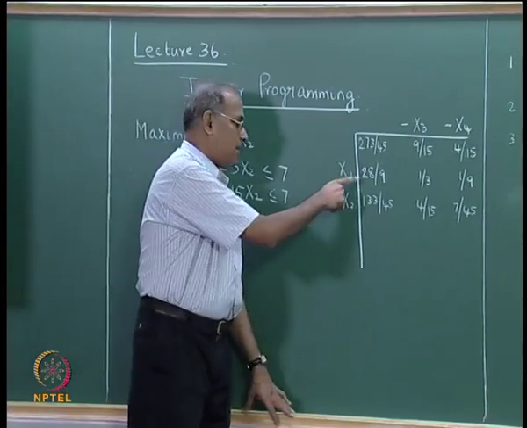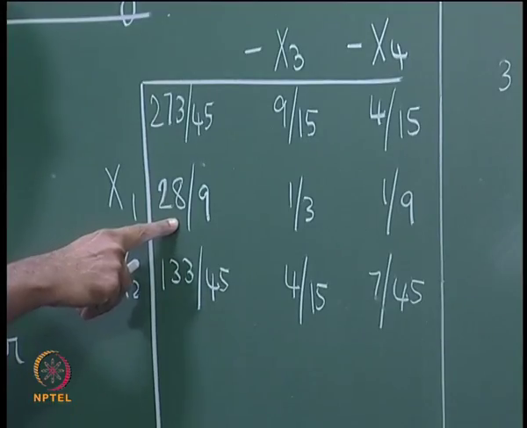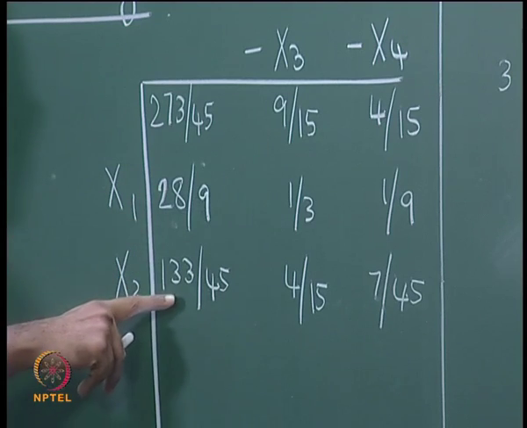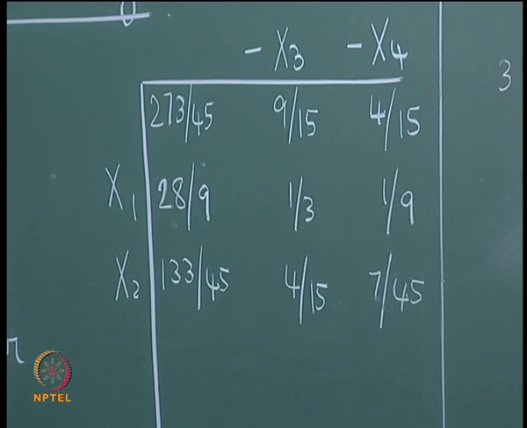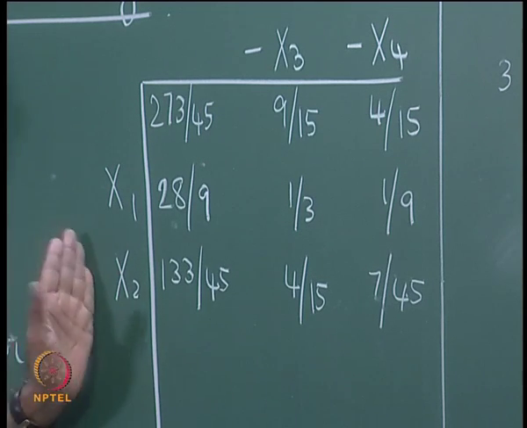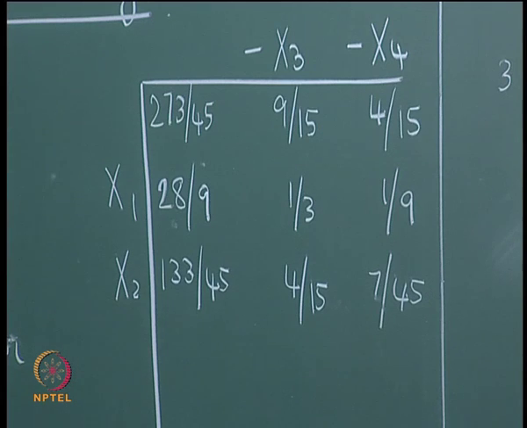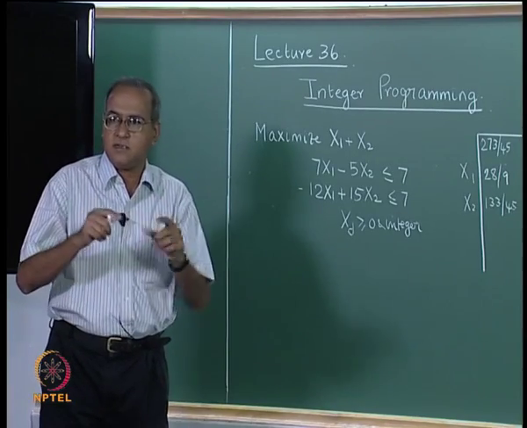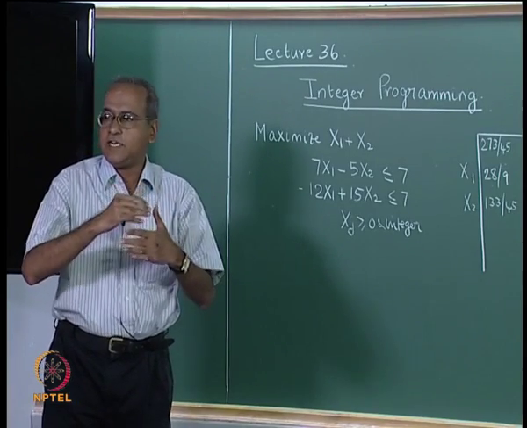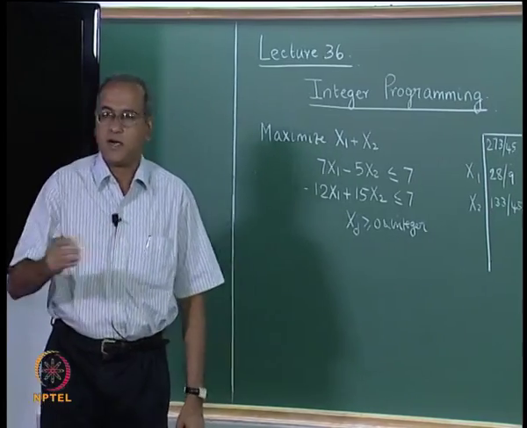So, the fractional component of this is 1 by 9, this is 3 plus 1 by 9. Fractional component of this is 43 by 45, this is 2 plus 43 by 45. So, this has a larger fractional component, and therefore, we said we will get a Gomori cut out of this. So, let me spend a couple of minutes once again explaining the Gomori cut, so that we also understand the context of the Gomori cut when we derive a general expression for a cut.